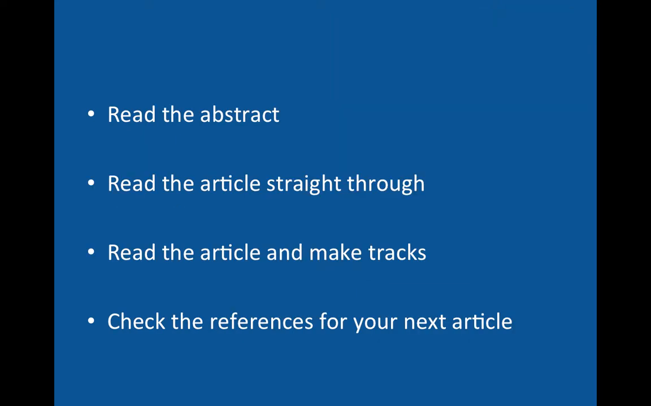Here's a process that I use when I'm selecting an article. I start by reading the abstract. The abstract is that little synopsis at the beginning, and that helps me know if this article is going to keep me on the right track. If not, I just put it aside. I don't even go any further with it. But if the abstract is a good match, then I'll read the article straight through.